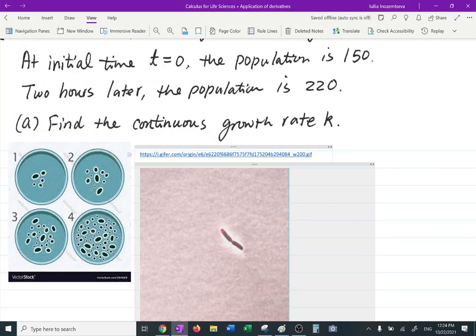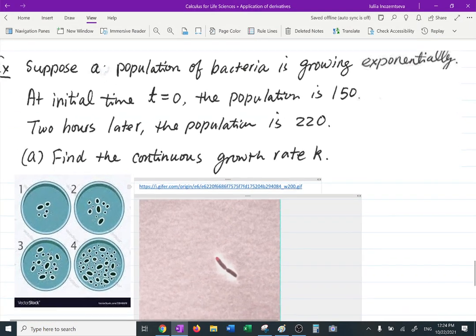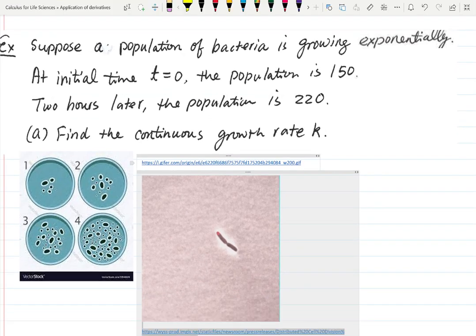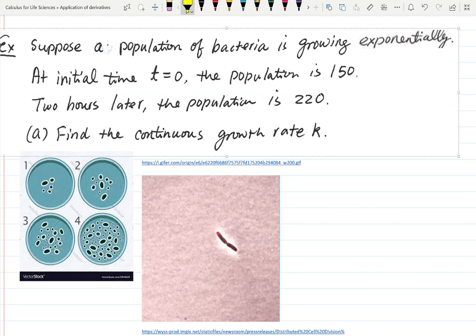So, let's answer some questions. For example, let's find the continuous growth rate K. That's only the first question; we'll have many questions here. But for now, write down: suppose a population of bacteria is growing exponentially. At initial time 0, we start exploring this bacteria growth, and when you looked at your petri dish, you saw 150 bacteria. So you counted it, or you introduced 150 bacteria to the petri dish. You waited for 2 hours, and then you saw 220.